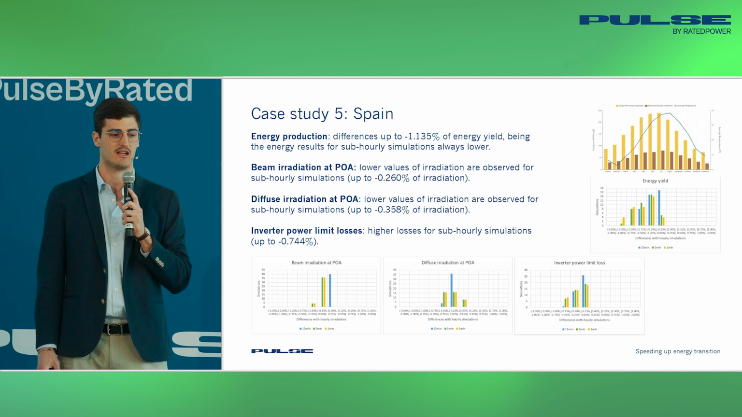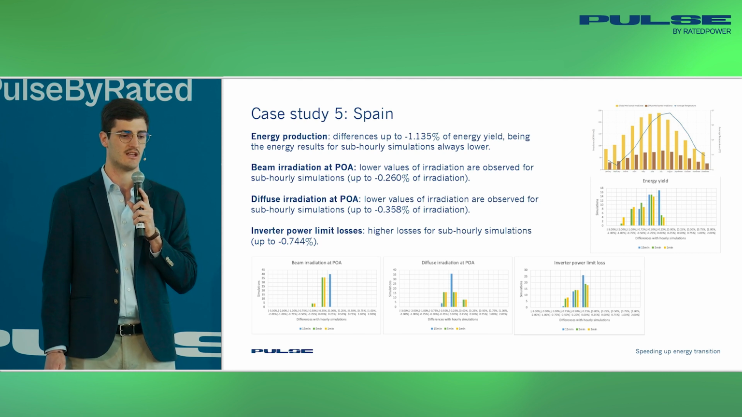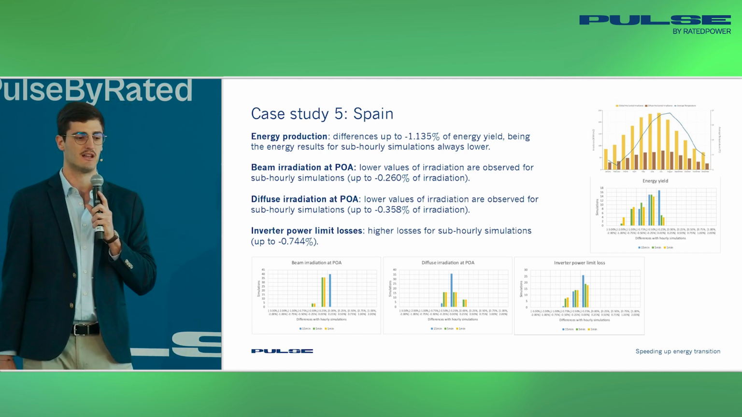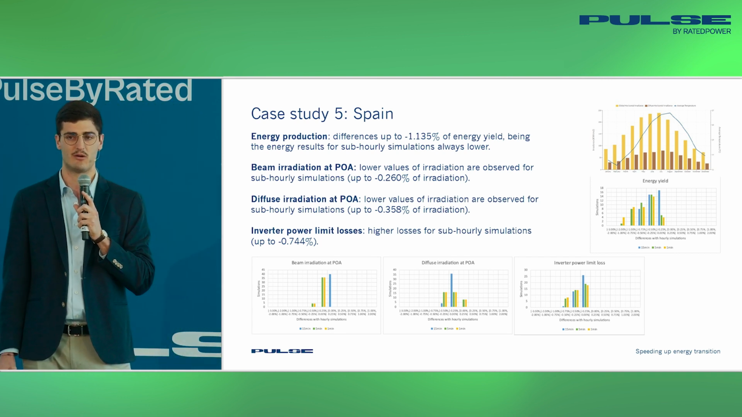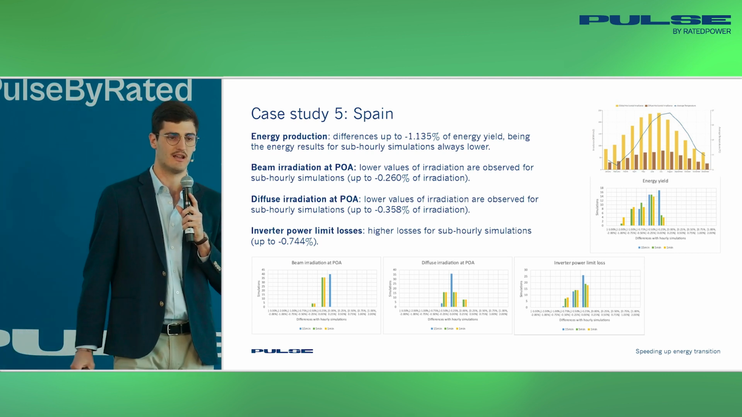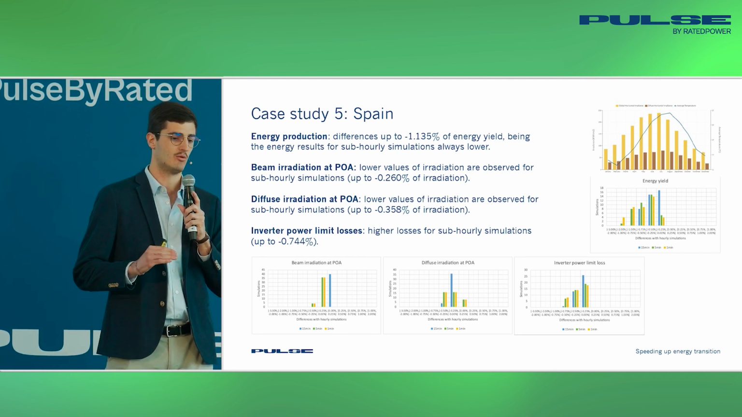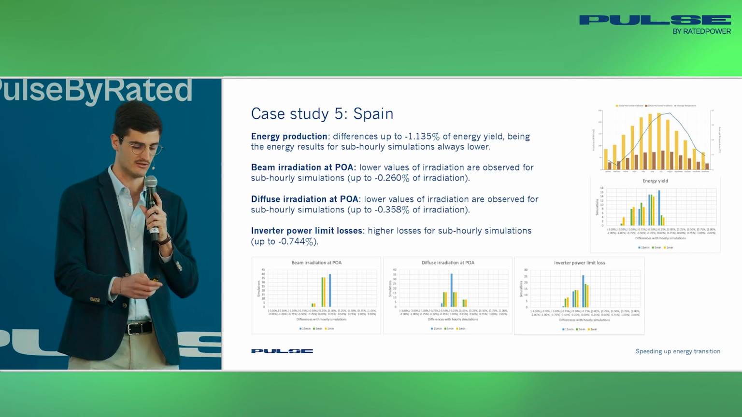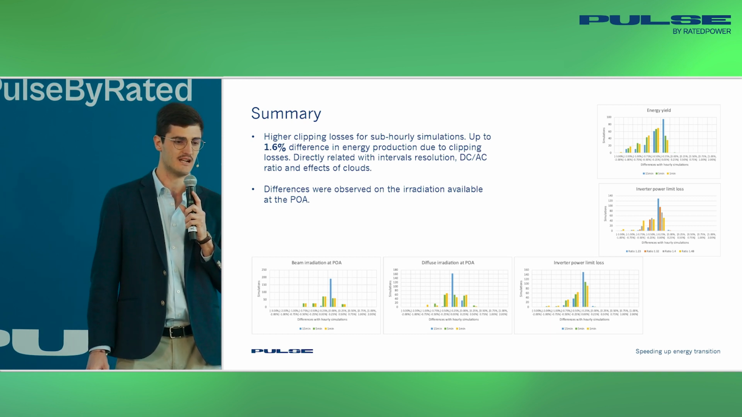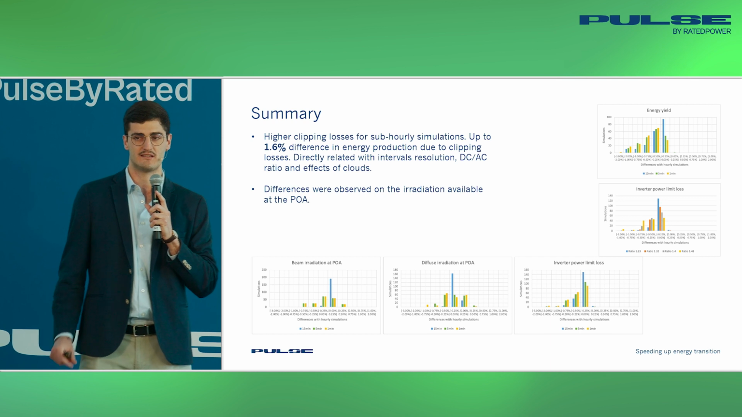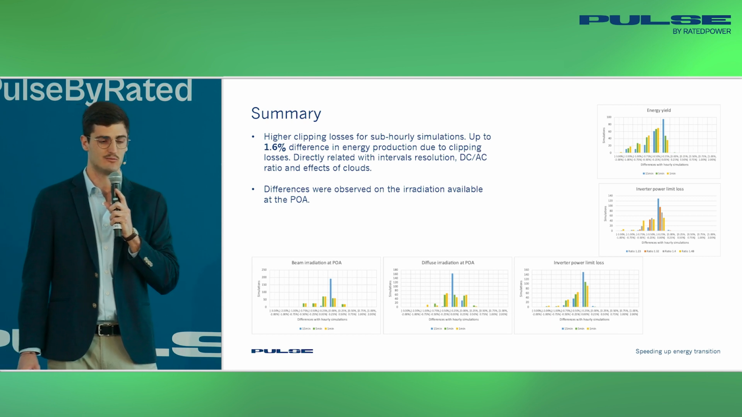Finally, for Spain, again, we always observed lower energy for sub-hourly simulations. For the beam irradiation, still we observed lower values for the sub-hourly simulations, the same for diffuse, and the same for the inverter power limit losses. So for all the differences that we saw from the analysis, there was always lower energy for the sub-hourly simulations. So summarizing all of these 5 case studies, in general, we always observed less energy production for sub-hourly simulations.